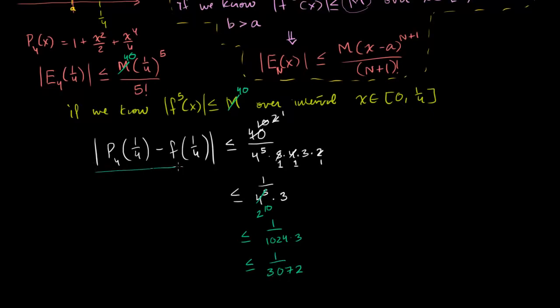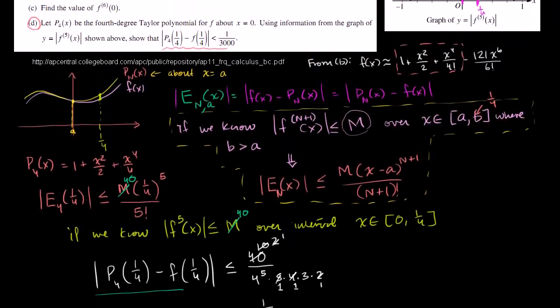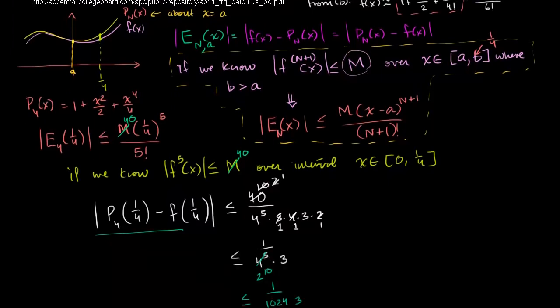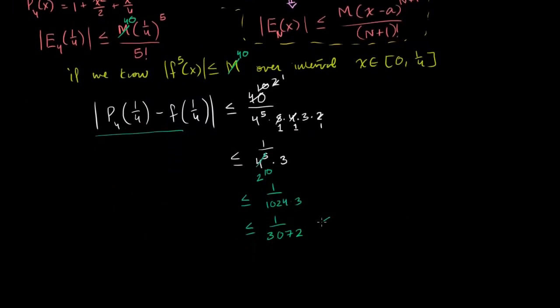So this quantity right over here is less than 1 over 3,072. We know that for a fact. Well, if something is less than 1 over 3,072, it's definitely going to be less than 1 over 3,000. 1 over 3,000 is a larger number. It has a smaller denominator. That's definitely less than or equal to 1 over 3,000. And then we are done. We've proven that this is less than 1 over 3,000. We've proven that the error at 1/4 is less than 1 over 3,000.